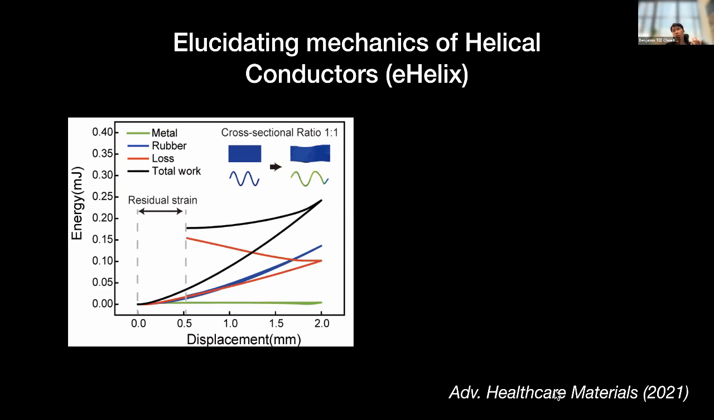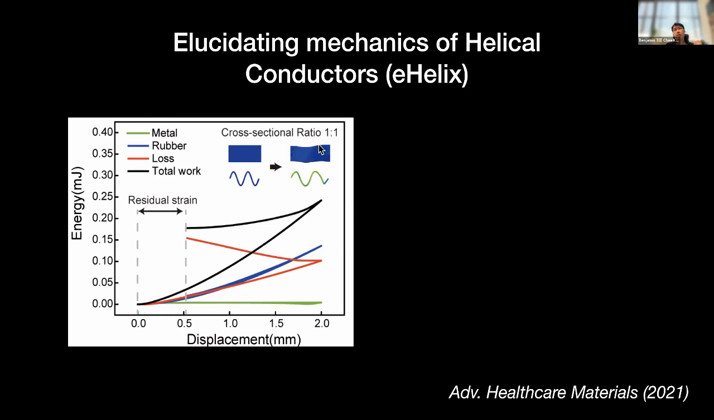So we did quite a bit of study, including simulations, to understand what's happening when you stretch this kind of E-helix. If you stretch this E-helix, you can see that there is some strain in the wires. And this strain needs to be overcome by the energy stored in the polymers and the elastomers. So there is a loss of energy that you need sufficient volume of the elastomers to overcome.